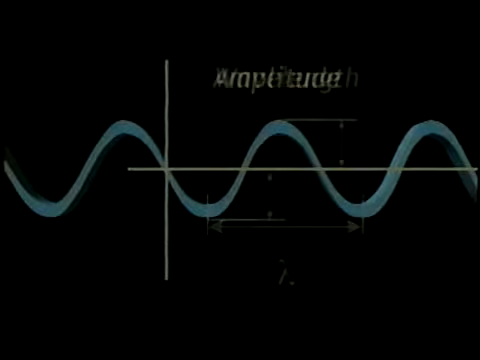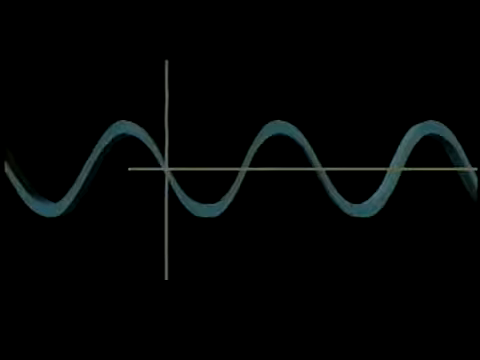Another parameter of a wave is its amplitude. The amplitude determines the strength of the wave. Greater disturbances at the source lead to greater strengths during propagation. For sound waves, a higher amplitude equates to a higher volume.